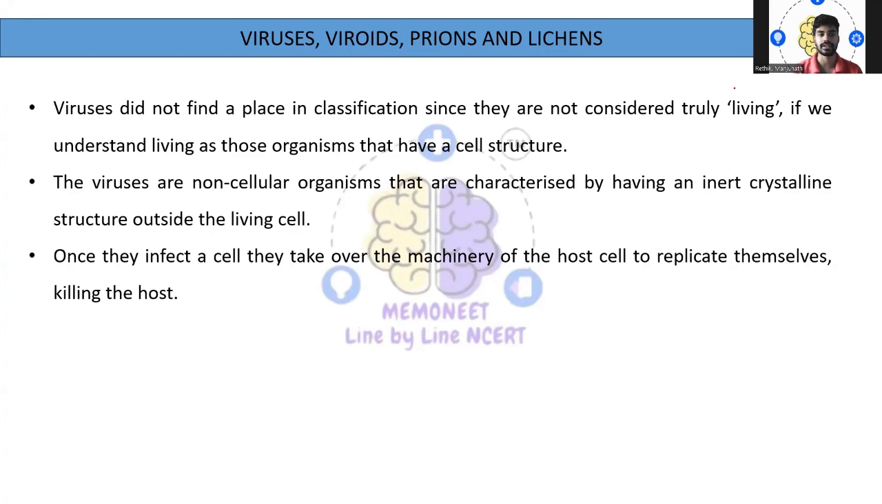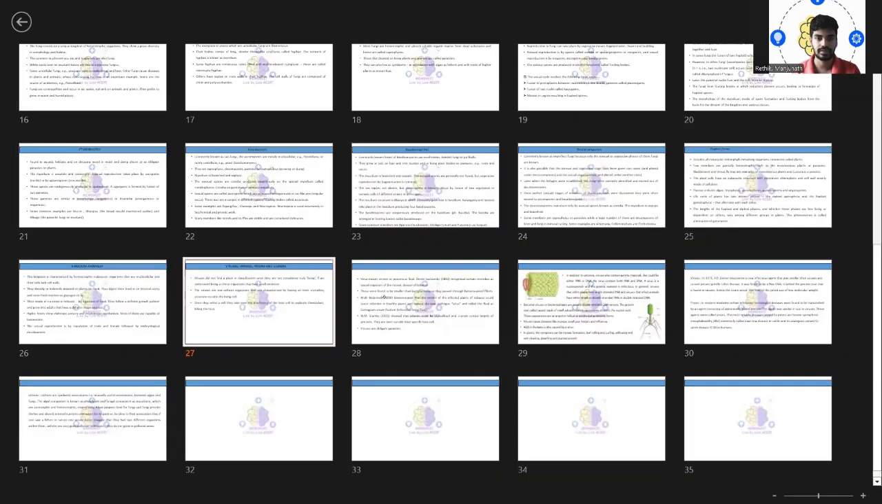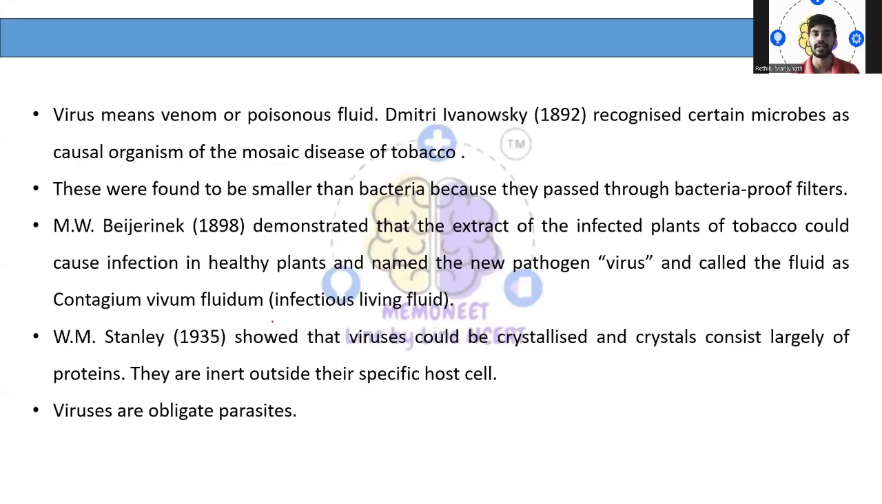So this is one point. The next one is that virus means venom or poisonous fluid. So the word virus is nothing but venom or poisonous fluid. Ivanovsky was the very first scientist, in 1892, who recognized certain microbes as the causative agent of the mosaic disease of tobacco.